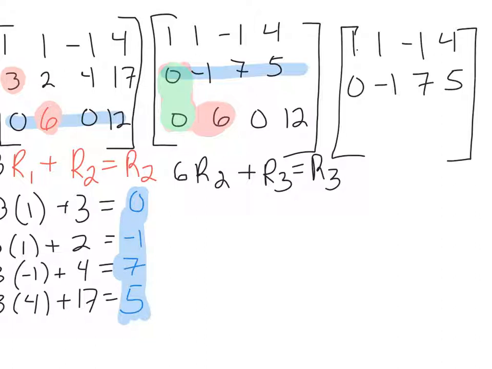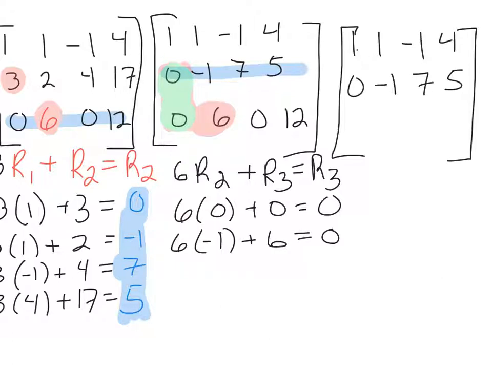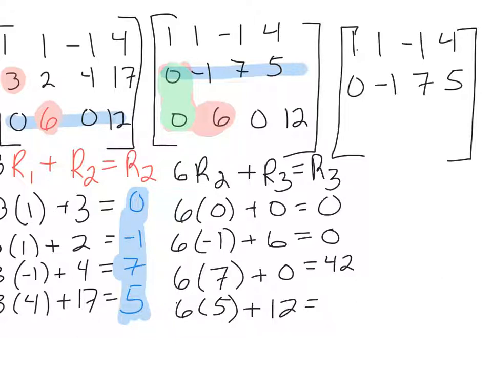So the first one is really easy because I have 6 times 0 plus 0 equals what? 0. That's not bad. But then I have 6 times negative 1 plus 6. That equals 0. And then I've got 6 times 7, okay, plus 0. That equals 42. And then I have 6 times 5 plus 12. And that also equals 42.